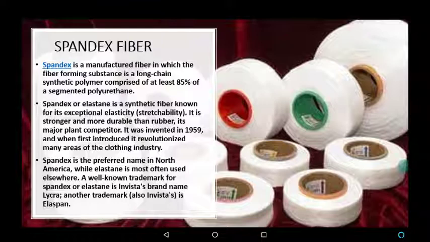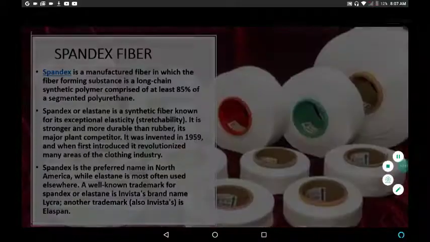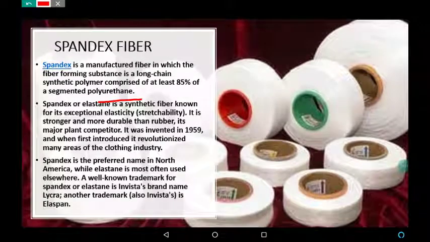Now spandex fiber. Spandex is a manufactured fiber in which the fiber forming substance is a long chain synthetic polymer comprised of at least 85% of segmented polyurethane. Clear? So spandex or elastane, or we can say elastomeric fiber, is a synthetic fiber known for its exceptional elasticity and stretchability. It is stronger and more durable than rubber.